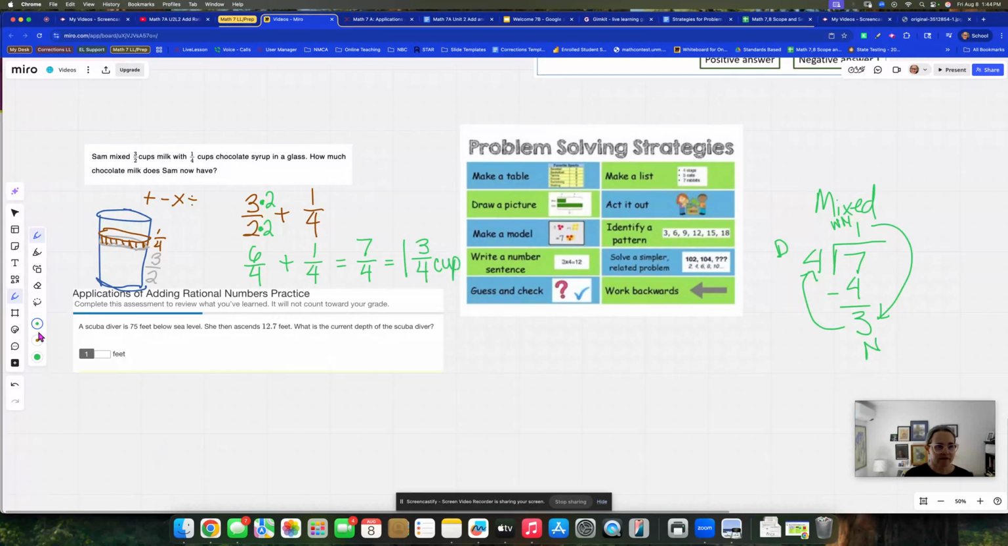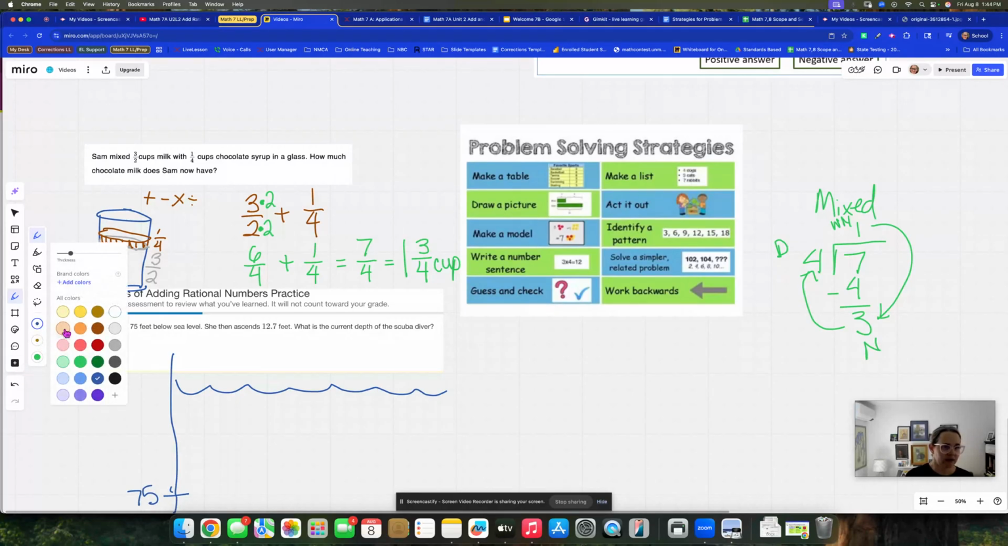All right, the scuba diver. So we've got the scuba diver who is 75 feet below sea level. So here's the surface of the water. Here's going to be my measurement device. So 75 feet. And then here's the diver. I'm going to draw those little flippers on their feet. It's the worst drawing of a scuba diver ever.